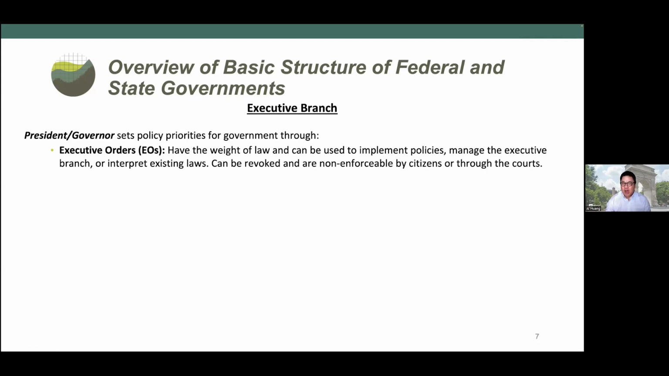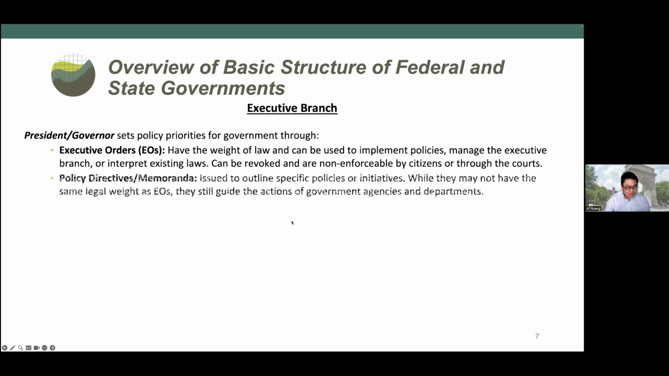These have the weight of law and can be used to implement policies, manage the executive branch, or interpret existing laws. It's important to note they can be revoked only by another president or governor, and they're non-enforceable by citizens or through the courts. And we'll talk a little about that later.